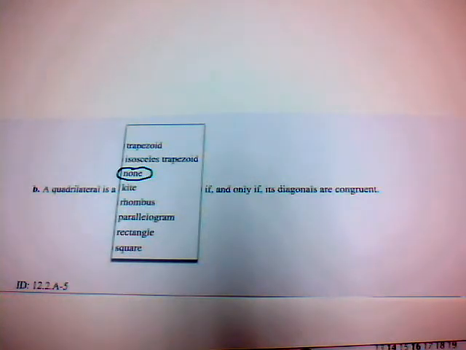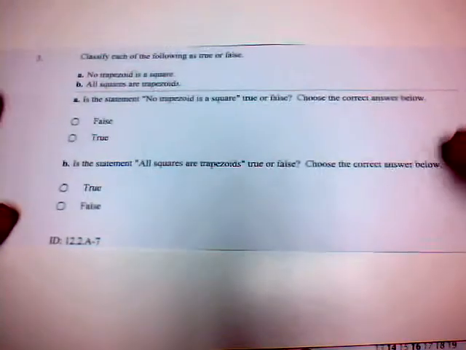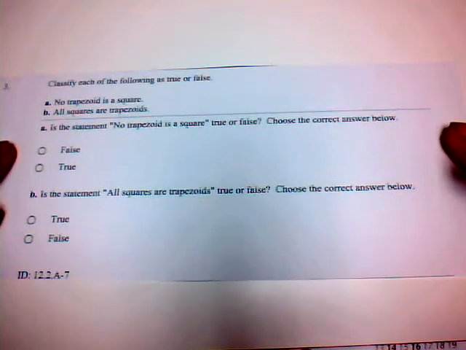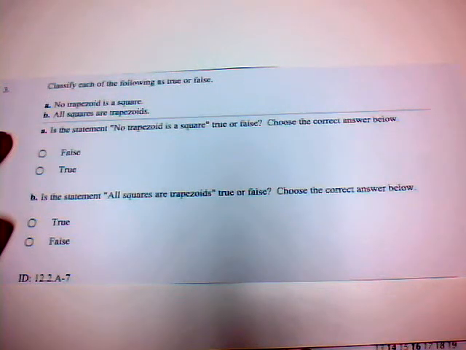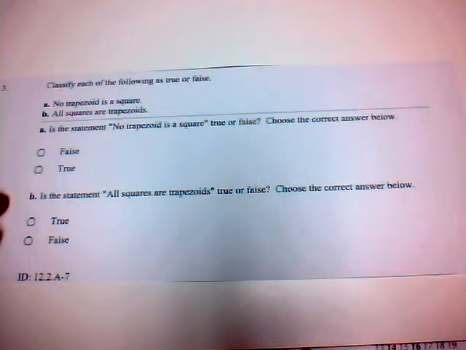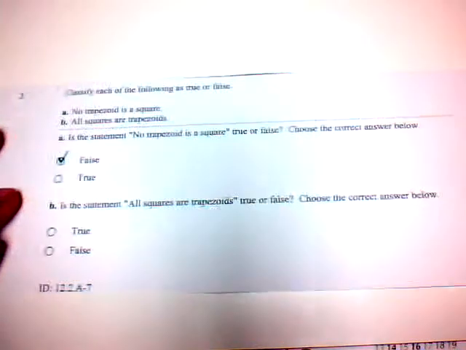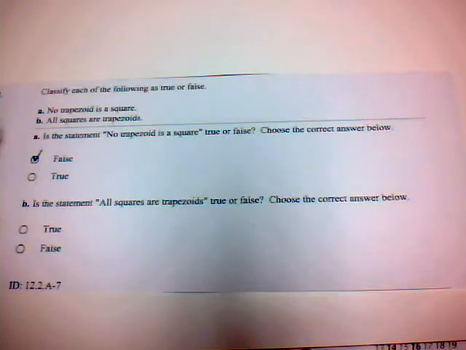Okay. Now, problem number 3. Classify each of the following as true or false. Part A, no trapezoid is a square. No trapezoid is a square. That would be false, because a trapezoid is a quadrilateral where you have at least one pair of parallel sides, and a square can be a trapezoid, can end up being a square.